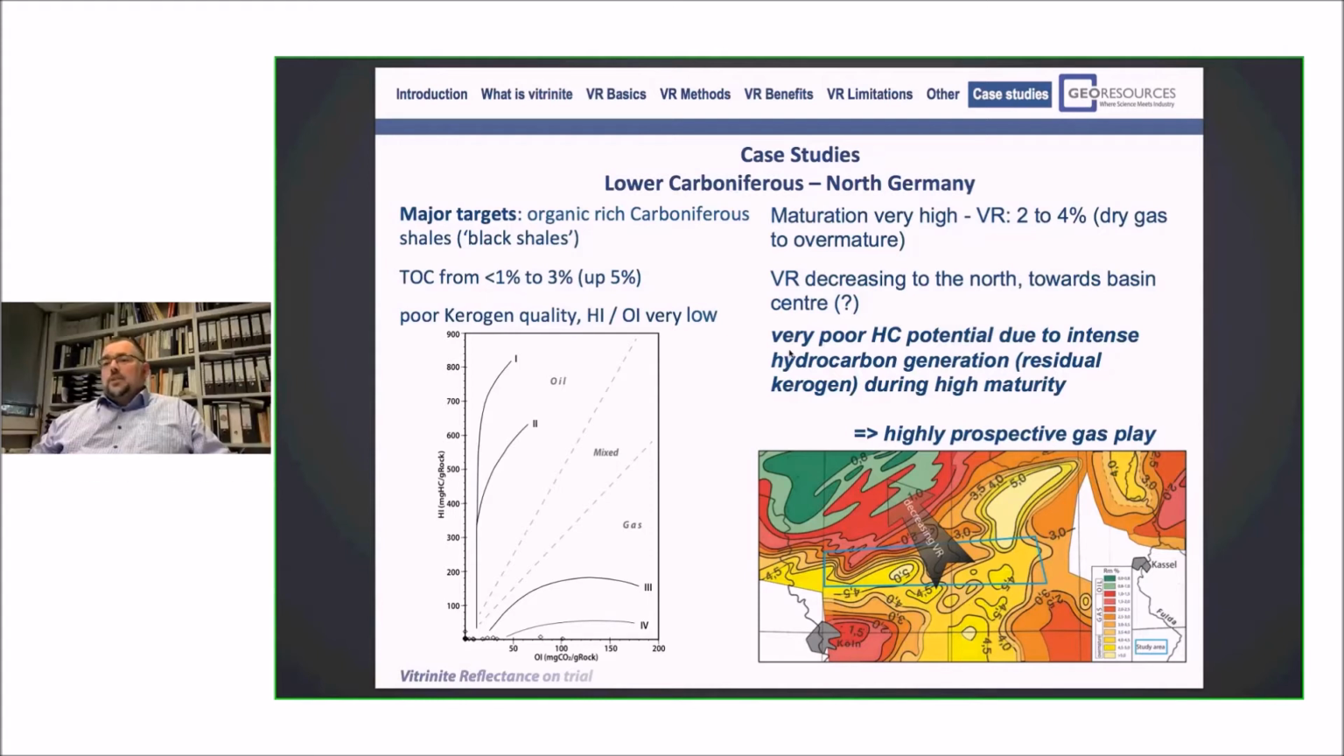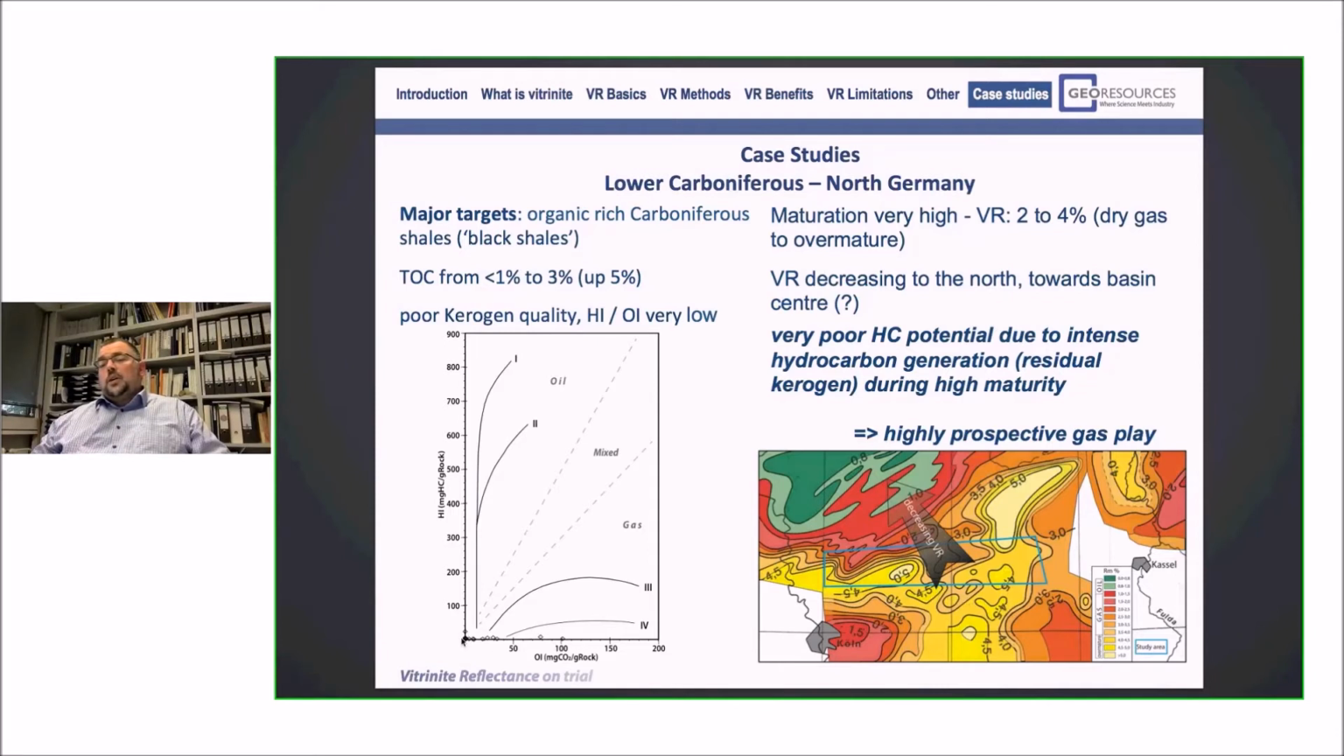So the idea on this setting is that we have the very poor hydrocarbon potential, as we see here in these samples, due to intense hydrocarbon generation during high maturity. So due to the high maturity, all organic matter that could be transformed is transformed. So we have been going almost through the entire gas interval, produced all the gas that is possible, and what is left over, the residual kerogen, is seen here.